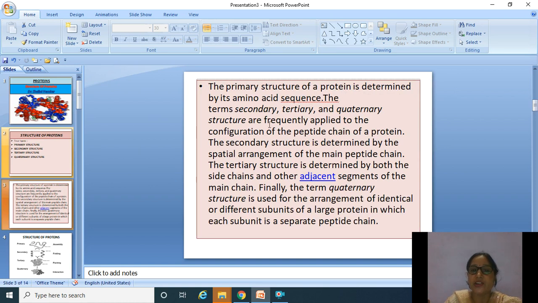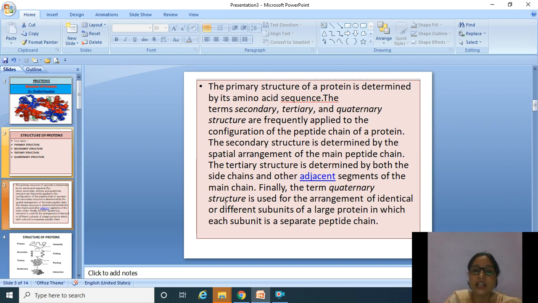The terms secondary, tertiary and quaternary structures are frequently applied to the configuration of the peptide chain of a protein. The secondary structure is determined by the spatial arrangement of the main peptide chain. Spatial arrangement, that is the arrangement in three dimensions. The tertiary structure is determined by both the side chains and other adjacent segments of the main chain. Side chains and different types of segments which are nearby.